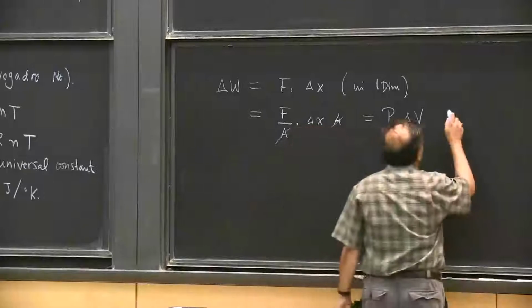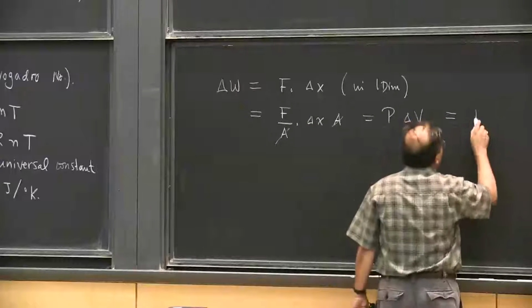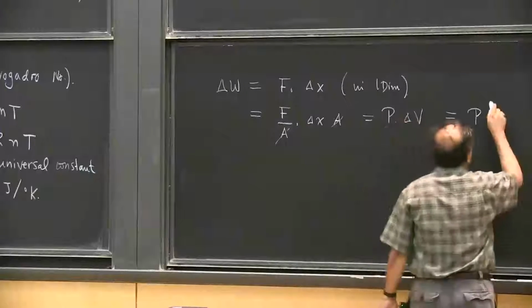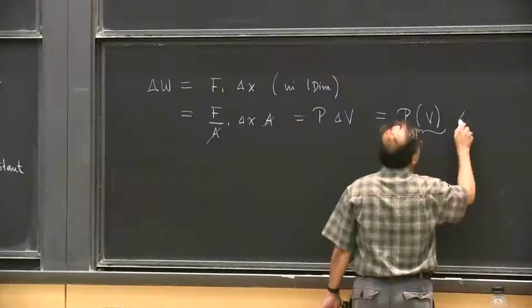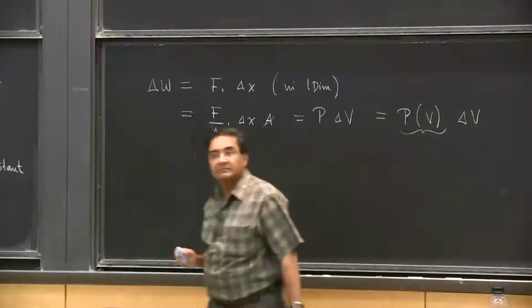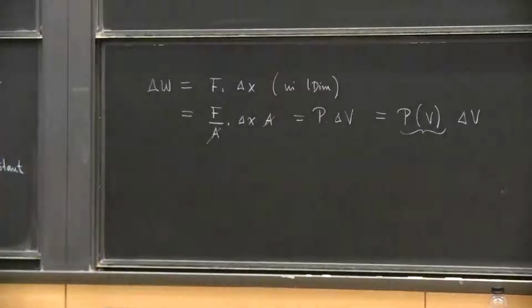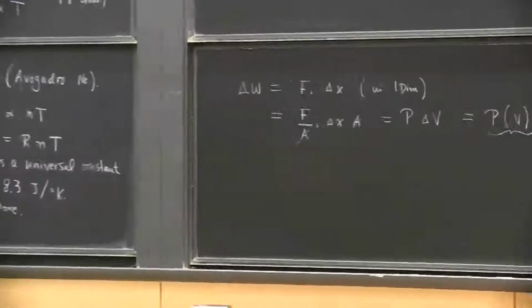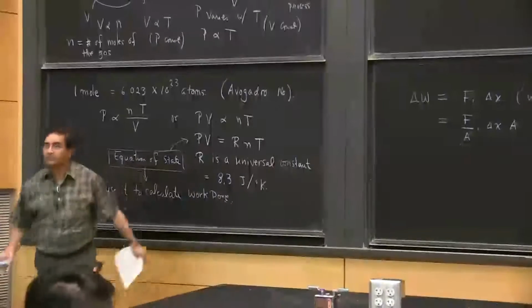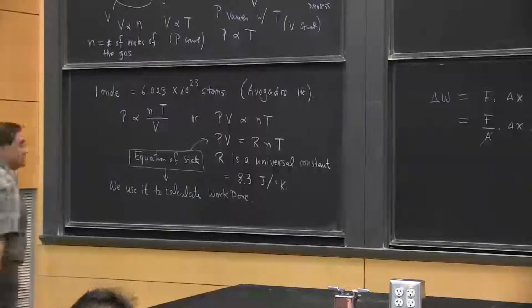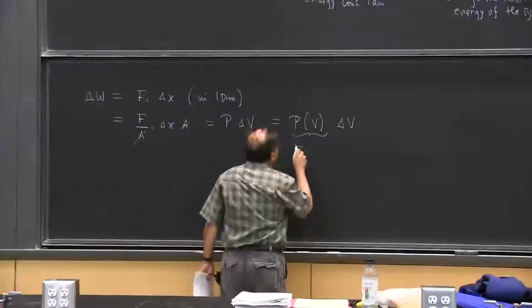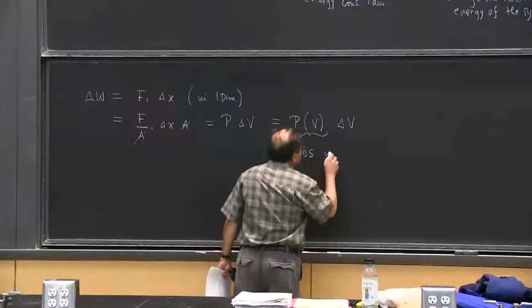So one way of calculating delta W would be to know P delta V. But P delta V may not be so easy to get, because P doesn't remain fixed if V changes. So P therefore has some dependence on V. When I write P as a function of V, I actually mean that P has some dependence on V. How do I know that? Well, I have an equation of state which says P is inversely proportional to V. P and V are inversely related. So this is where the equation of state would come in.